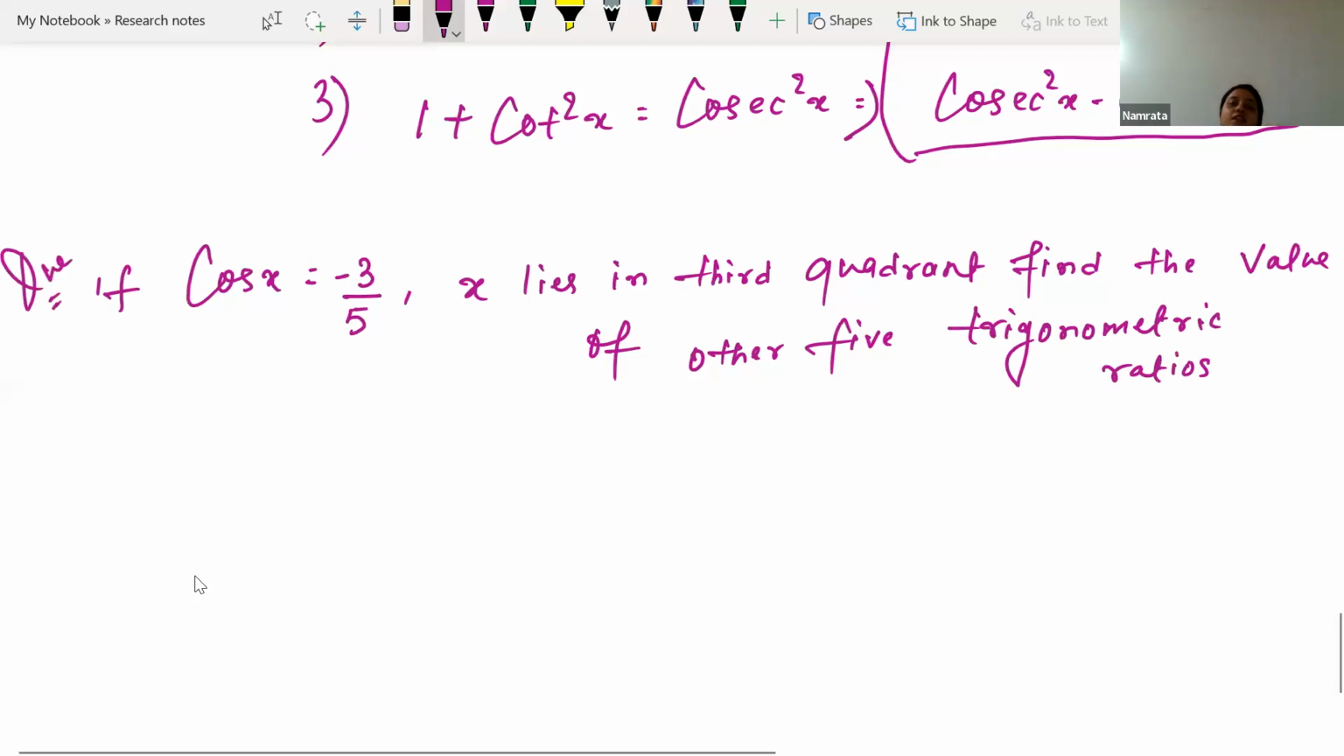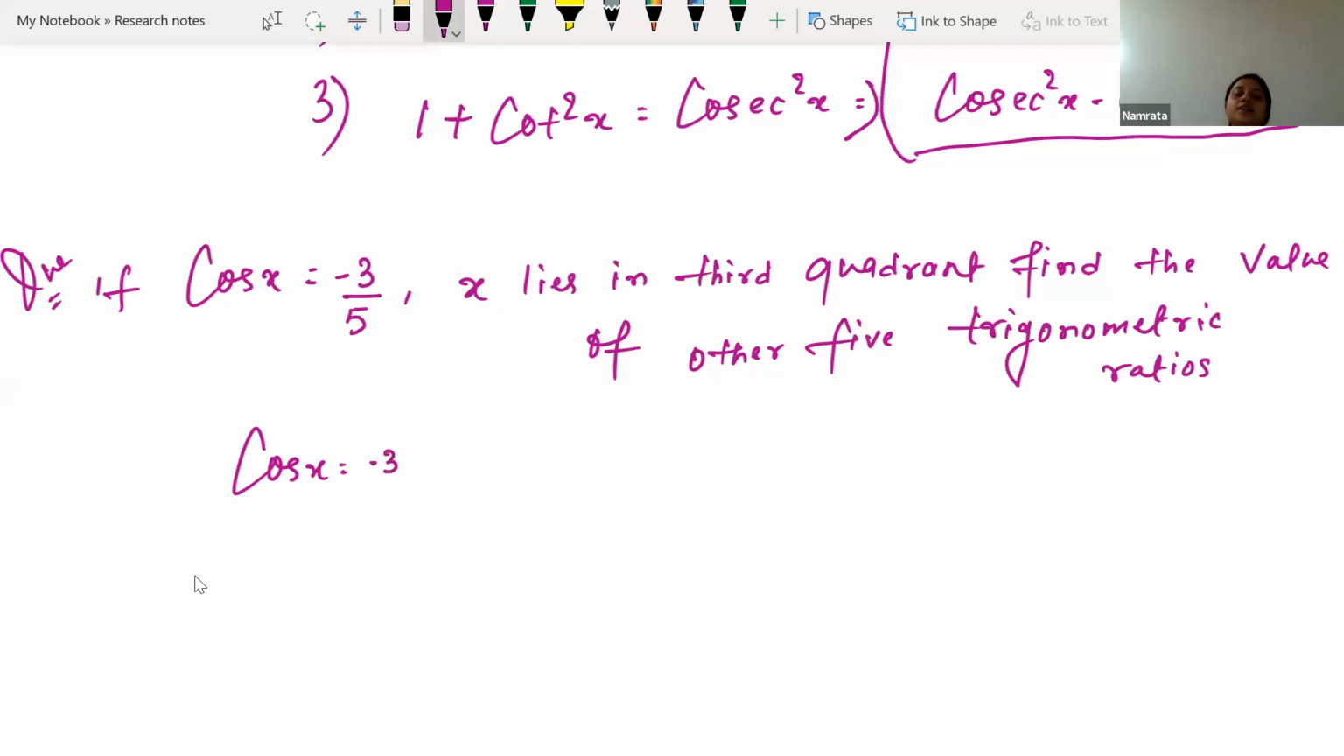Here, cos x is given as minus 3/5. What you have to find? You have to find the value of sin x. You have to find the value of cosec x, sec x, tan x, cot x, all the trigonometric ratios value you have to find. Okay.